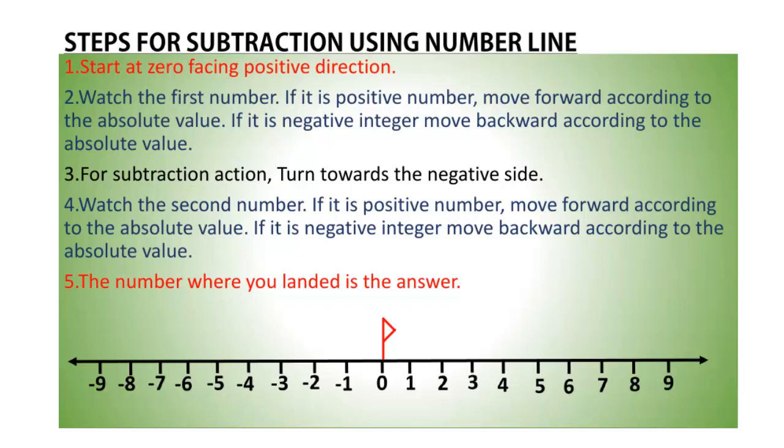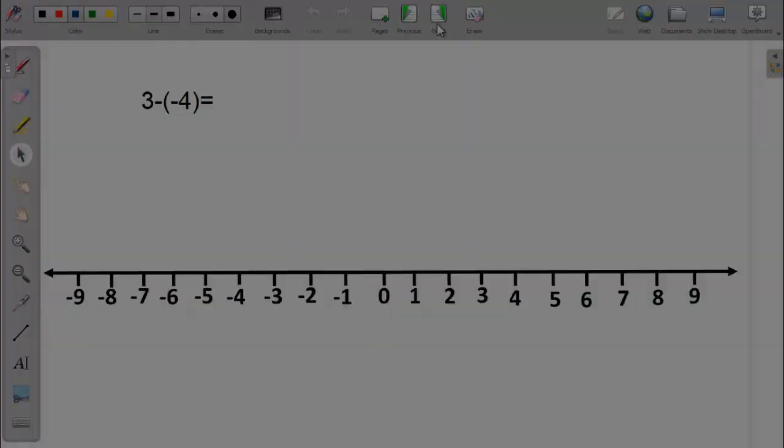The fourth one is watch the second number. If it is positive number, move forward according to the absolute value. If it is negative integer, move backward according to the absolute value. Now the number where you landed is the answer. So these are the steps involved. Now let us take an example.